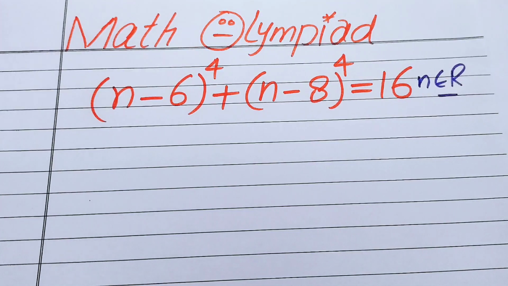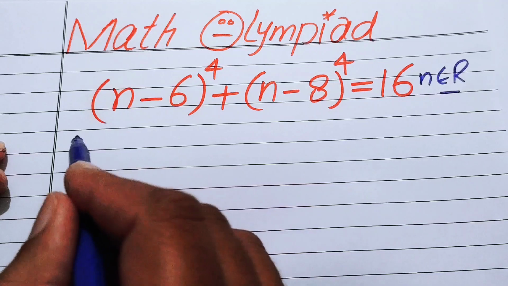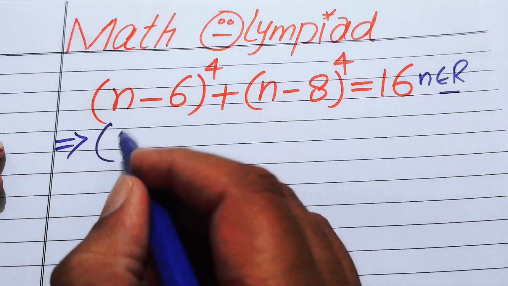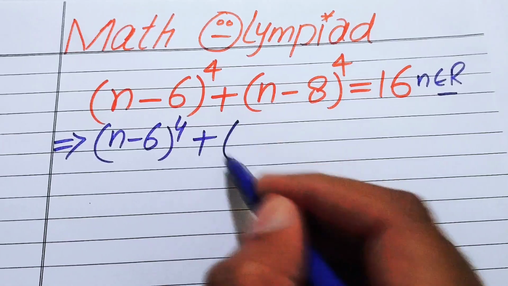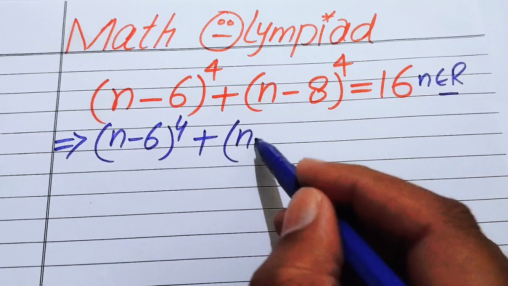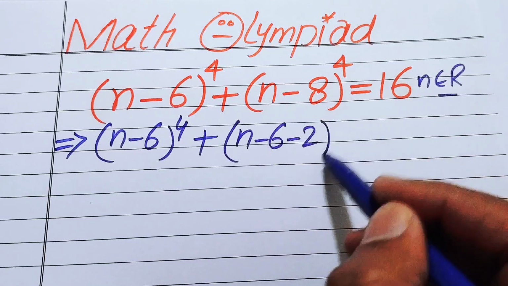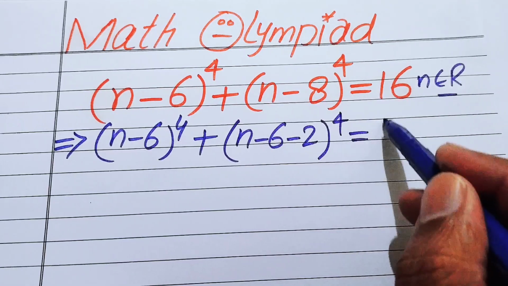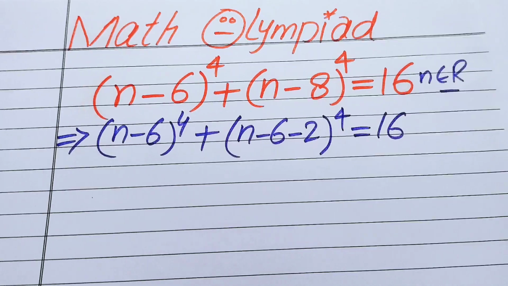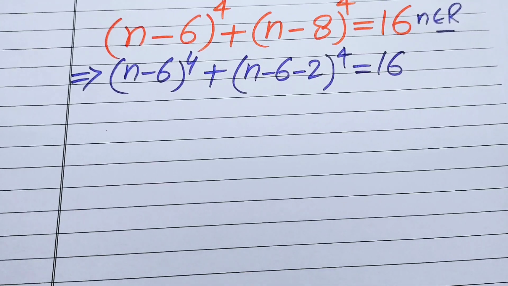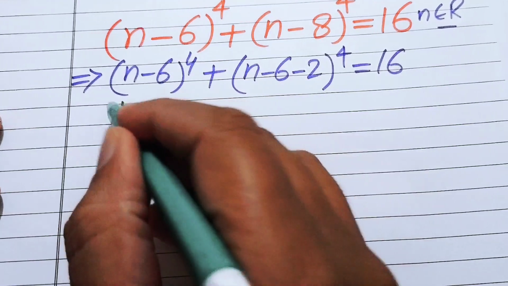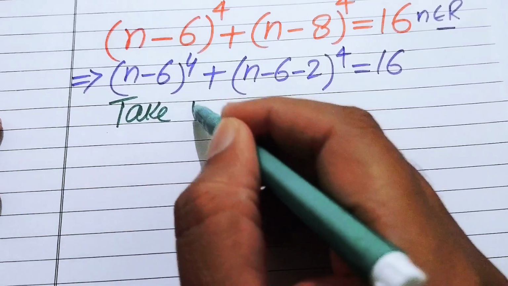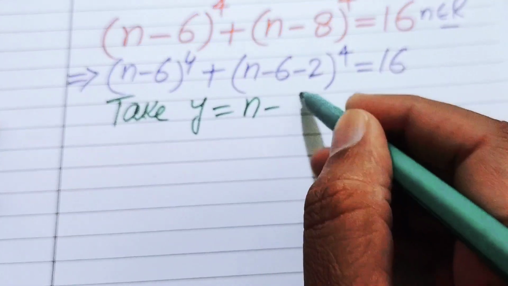Now the very first thing we are going to do is rewrite this equation as (n − 6)^4 plus, we will write this n − 8 as (n − 6 − 2), its whole power 4, and this whole equation equals 16. So in the next step you will see we have n − 6 as the common term on the left hand side, so we will just take y equals n − 6.